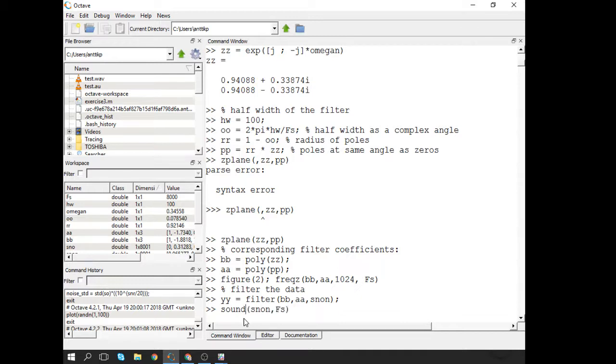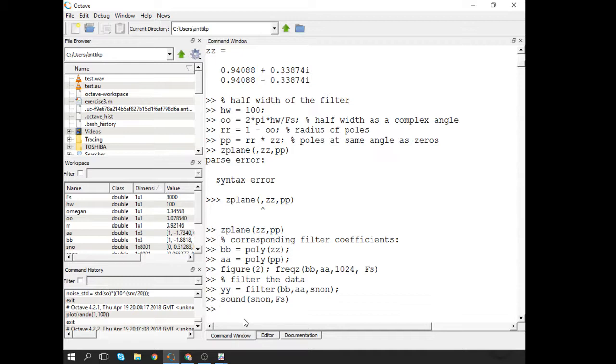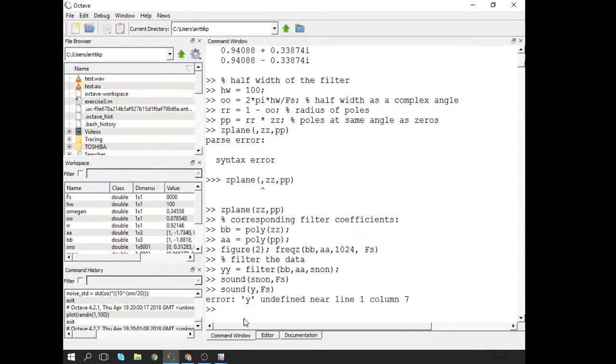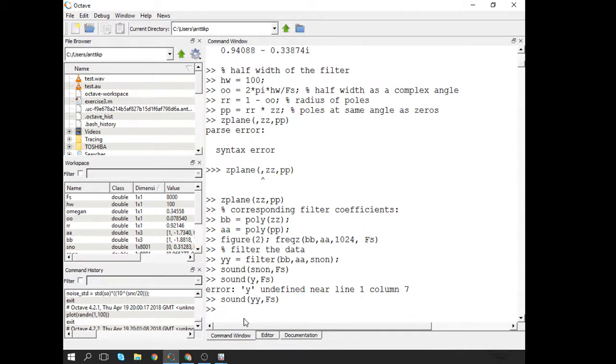So this is the original. And this is the filtered. Nothing happened. Why? Oh, yeah. This is not the filter. This is the filtered. Yeah, of course. You know, the third harmonic is there.